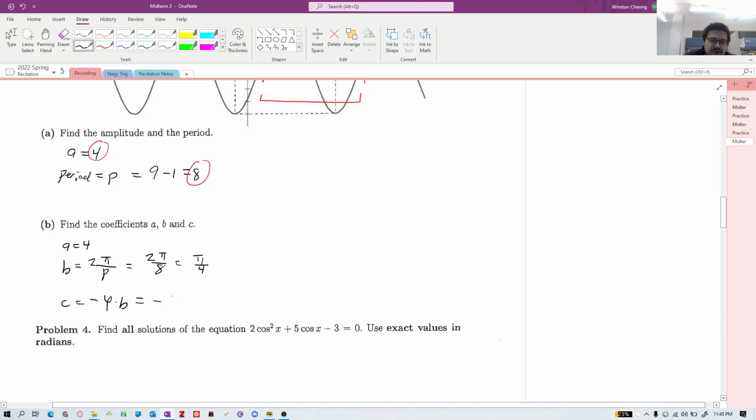Phi is the starting value. So 1 and then times B. Well, B is what we computed above right here. So then what we get for C is minus pi over 4. And there we go. We can now circle these three values. So that answers part B.